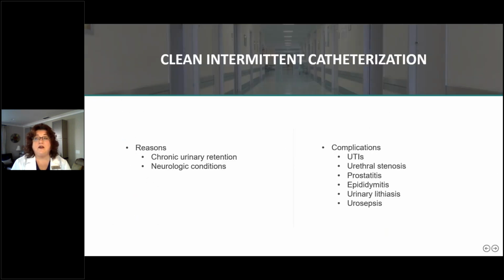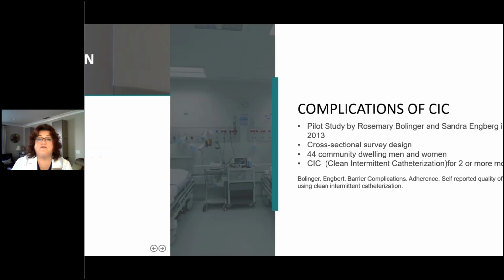So with clean intermittent catheterization, there are many reasons, especially chronic urinary retention. People with neurologic conditions use it. There are complications with this, and they are UTIs. You can see them listed here: stenosis, prostatitis, epididymitis, urinary lithiasis, and urosepsis. Those are just some of the complications.